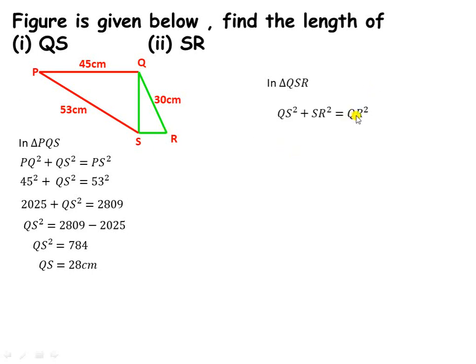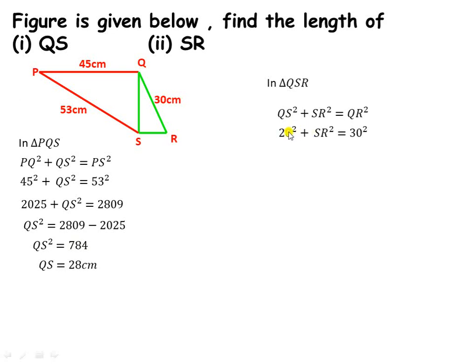So QR square, hypotenuse square, is equal to the sum of squares of the other two sides, meaning QS square plus SR square. Now assigning the values. So QR is 30, and we have to put QS. There is no QS given, but previously we found the value of QS, and QS is 28. So we replace QS by 28.